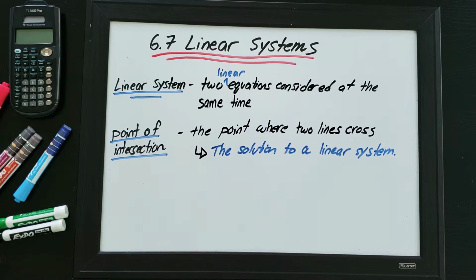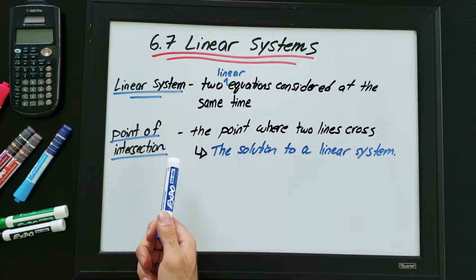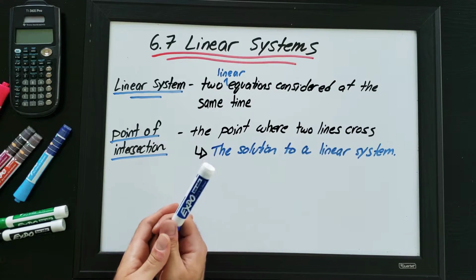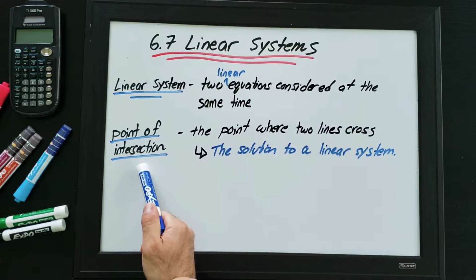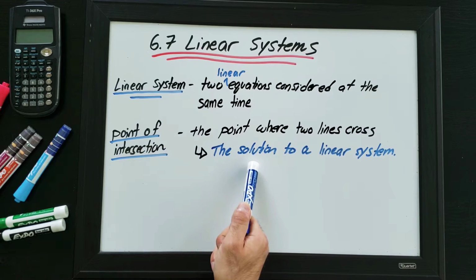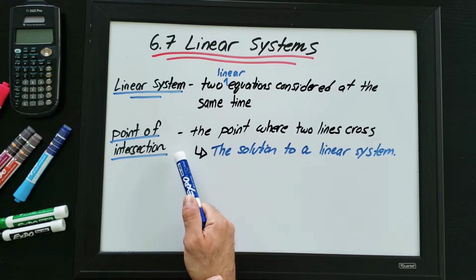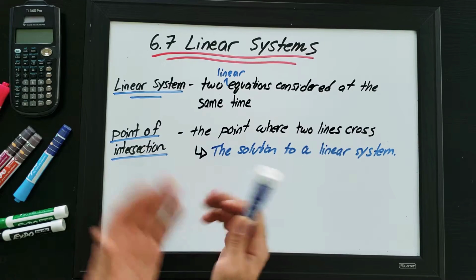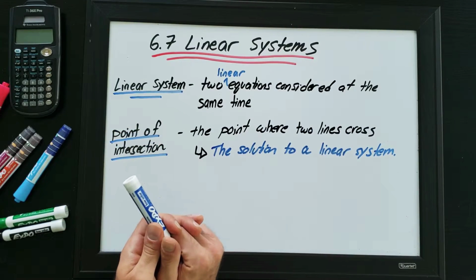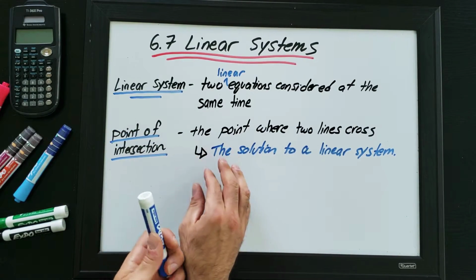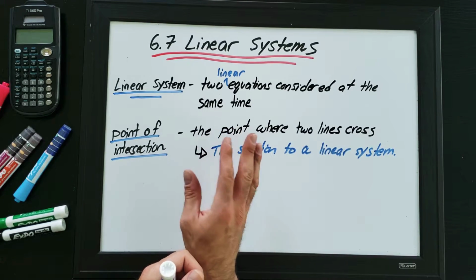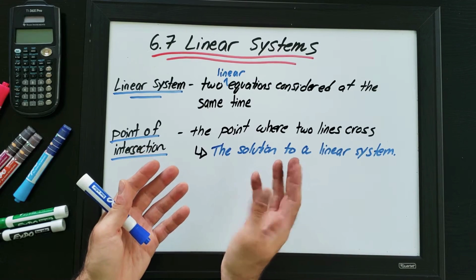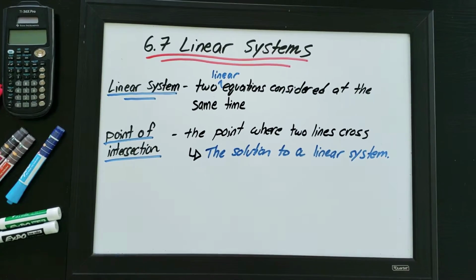A lot of you are going to be stuck with questions that just say solve and they have two equations. Well, when it says solve and you have two linear equations, this means find the point of intersection, because this is the solution to a linear system. Solve, solution, same thing. So when you have to find the point of intersection, we know how to graph the two lines. We graph them and we find out where they meet. And you're going to see that in the one example I'm going to do next.